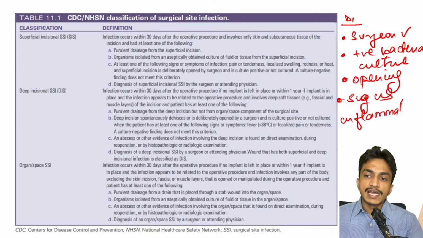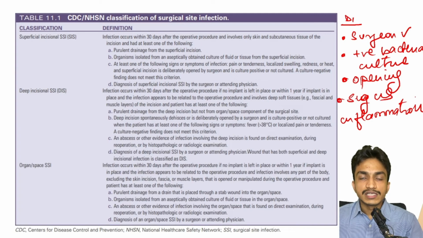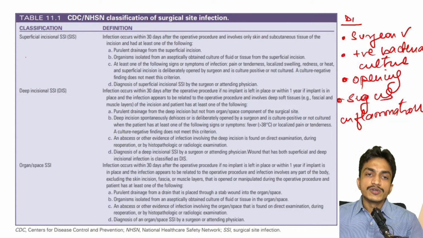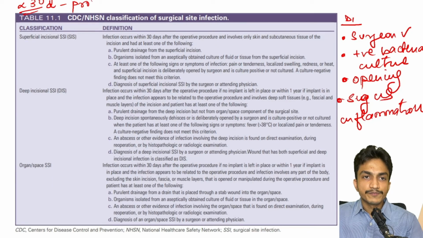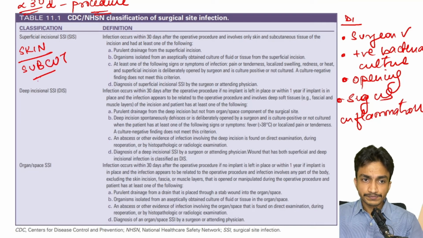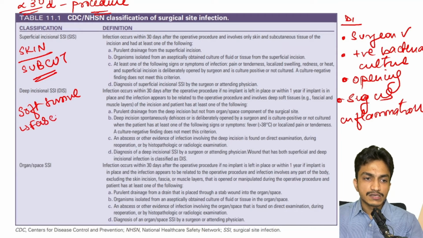Then only you can diagnose it as a surgical site infection. Now coming to what is superficial, what is deep, and what is organ space. Usually all of them occur within 30 days after the procedure. In superficial, it involves only the skin and subcutaneous tissue. Deep involves other than the skin and subcutaneous tissue, that is soft tissues including facial and muscle layers.